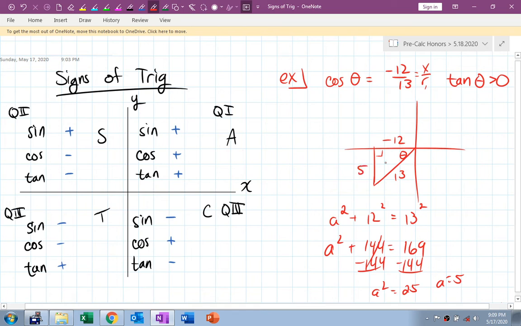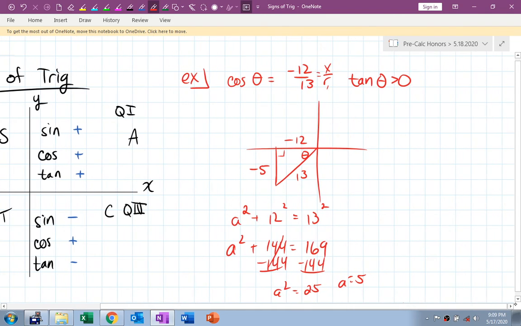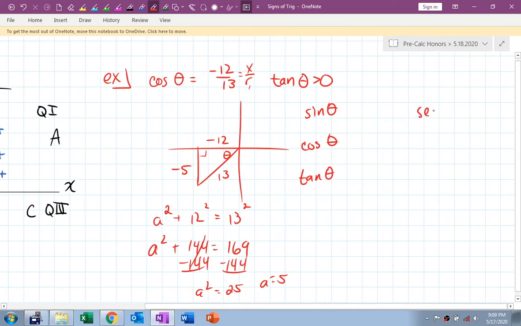However, it's not just 5. It's negative, because again, you're going down. We're in the third quadrant, right? Y is negative. So now we can evaluate all 6 trig functions. We've got sine, cosine, tangent, and we're going to do cosecant, secant, and cotangent.